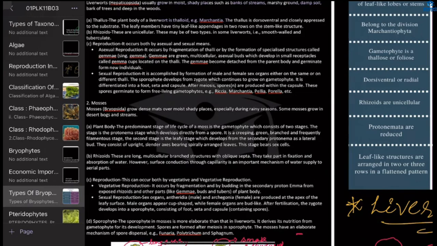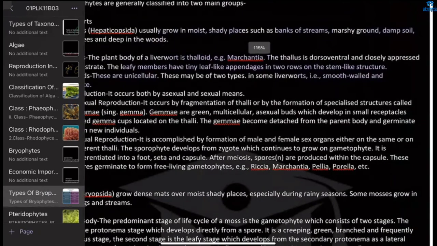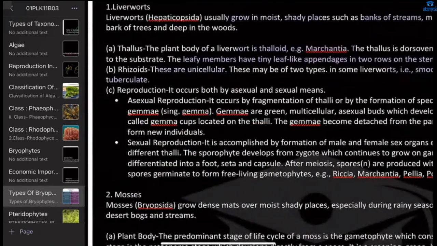The leafy members have tiny leaf appendages in rows on the stem-like structures. Next is rhizoids. How are their rhizoids? Their rhizoids are unicellular, and these may be of two types: smooth walled and tuberculate. Okay, so rhizoids का दो type भी है, किसी में smooth है किसी में non smooth है, means that is tuberculated. How reproduction occurs, I have explained कि वही again male and female come close together and form zygote in the sexual method, and in asexual, it occurs by the process of fragmentation.